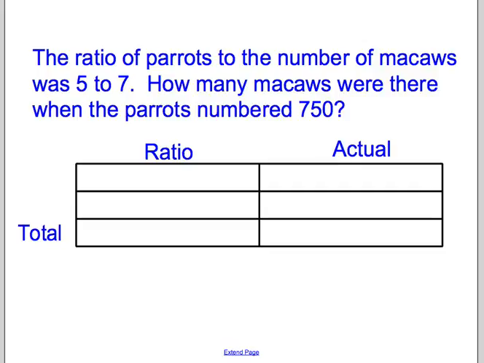Let's first read the problem. The ratio of parrots to the number of macaws was 5 to 7. How many macaws were there when the parrots numbered 750?